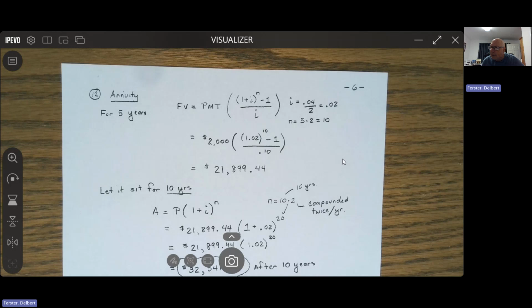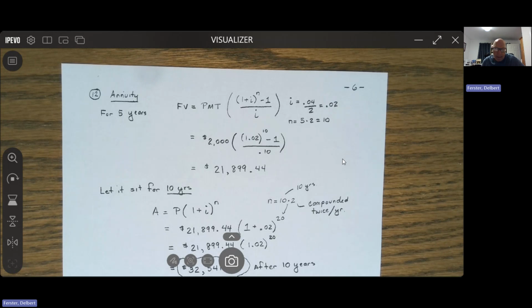5 years, twice per year, 2 compounding periods per year makes N 10. All right, and the payment, $2,000 for each of the payments, and the payment is occurring twice a year. So you're going to go ahead and run your values in. Again, I can't overemphasize this. You don't want to round until the end. So even though I know that's very ugly to look at as you're calculating, your final answer for that future value is $21,899.44. So you're going to let that money sit then for 10 years.